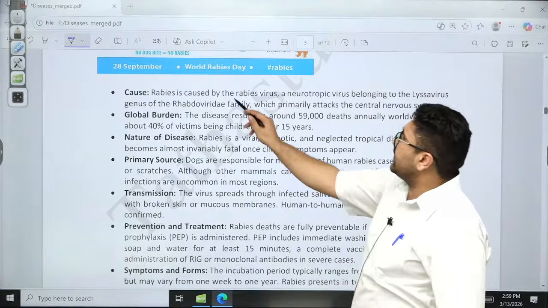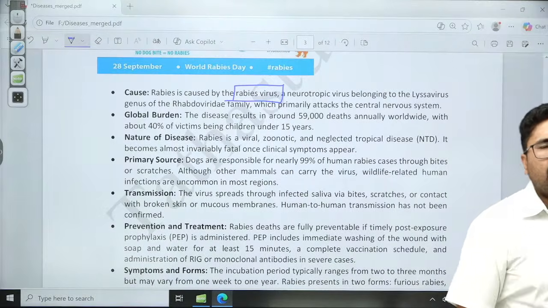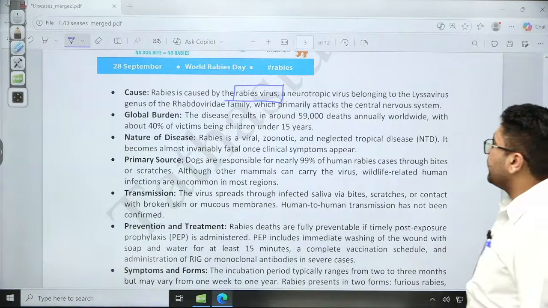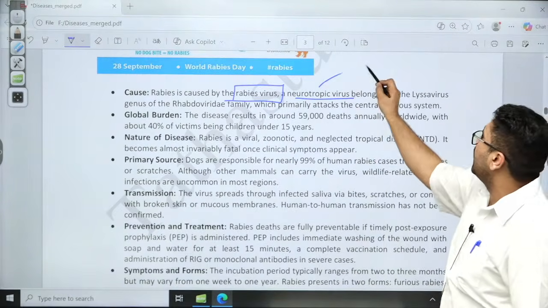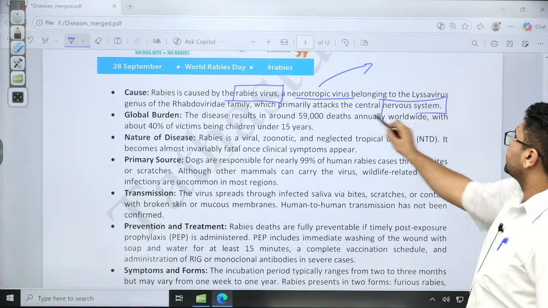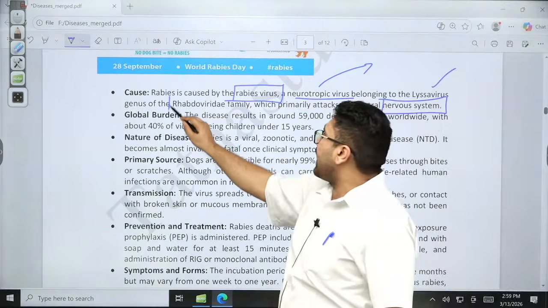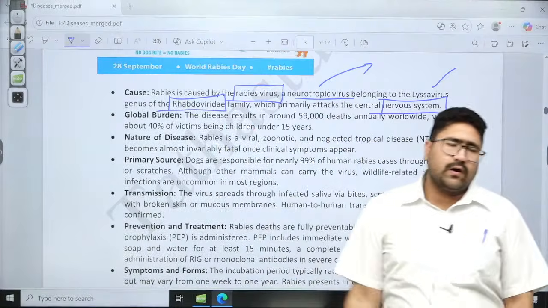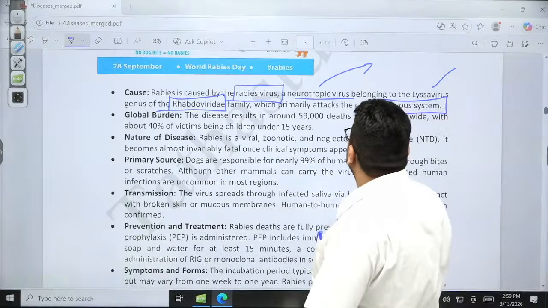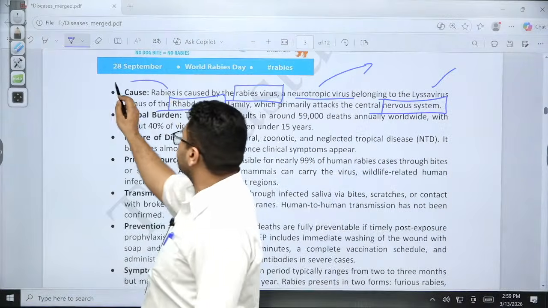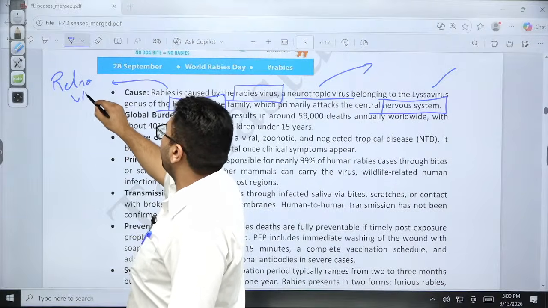Cause. What you should be remembering is that rabies is a viral disease. It is caused by the rabies virus. It is a neurotropic virus. Neurotropic means that it is going to affect the nervous system. It belongs to the Lyssavirus genus of the Rhabdoviridae family. Now, obviously the name becomes difficult, but what you need to remember is that this is a retrovirus. These are considered to be retroviruses.